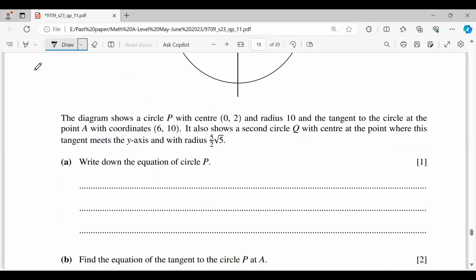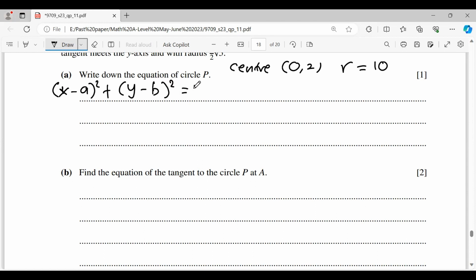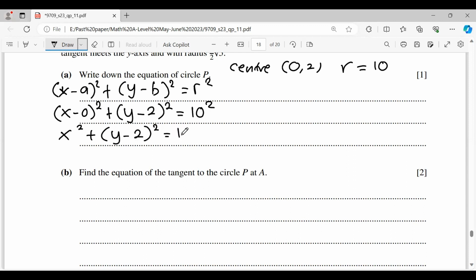The question is, A, write down the equation of circle P. Circle P has center (0,2) and radius 10. The formula to determine the circle equation is (x minus a) squared plus (y minus b) squared equals r squared. So it's going to be (x minus 0) squared plus (y minus 2) squared equals 10 squared. So x squared plus (y minus 2) squared equals 100. This is the equation of circle P.